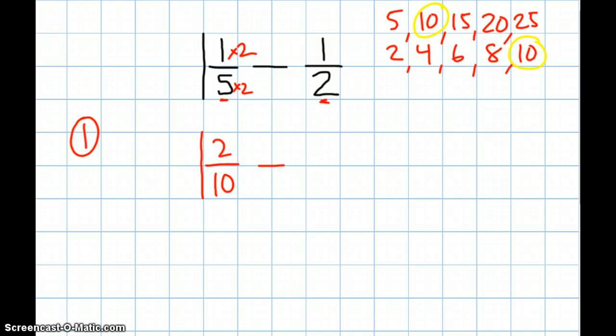I keep my subtraction sign, and now my new fraction over here also is going to have a 10 in the denominator. And because I multiplied 2 by 5 to get to 10, I'm going to multiply the numerator 1 by 5, and that's going to give me 5 tenths. So my new problem is now 1 2/10 minus 5 tenths. So I get ready to move on to the next step.